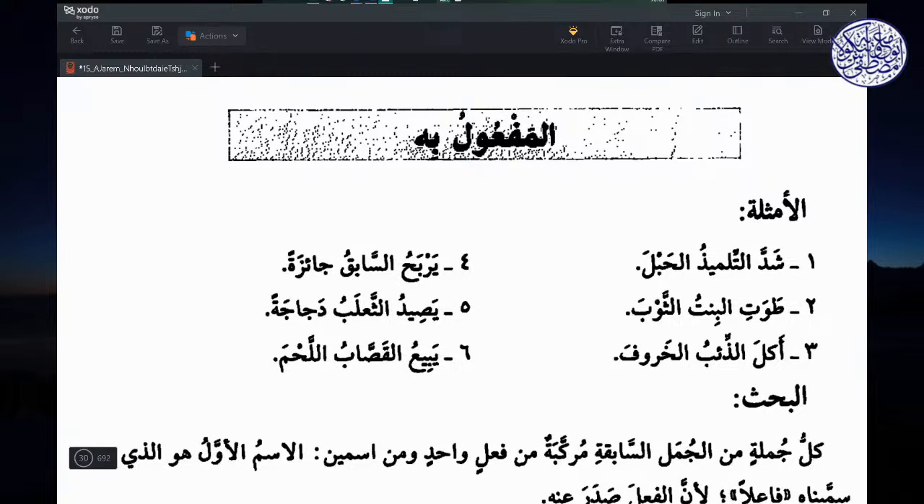Yasidu ath-tha'labu dajajatan. To hunt, right? Ath-tha'lab, yasid, dajajatan. Sada, yasidu. He hunts the chicken. Yabi'u al-qassabu al-lahm. So we don't know what qassab is, but we don't have to look it up, for example. We know yabi'u, to sell. Al-lahm is meat. Who sells meat? Al-qassab. The meaning for qassab is what? The butcher. The butcher sells meat, right?